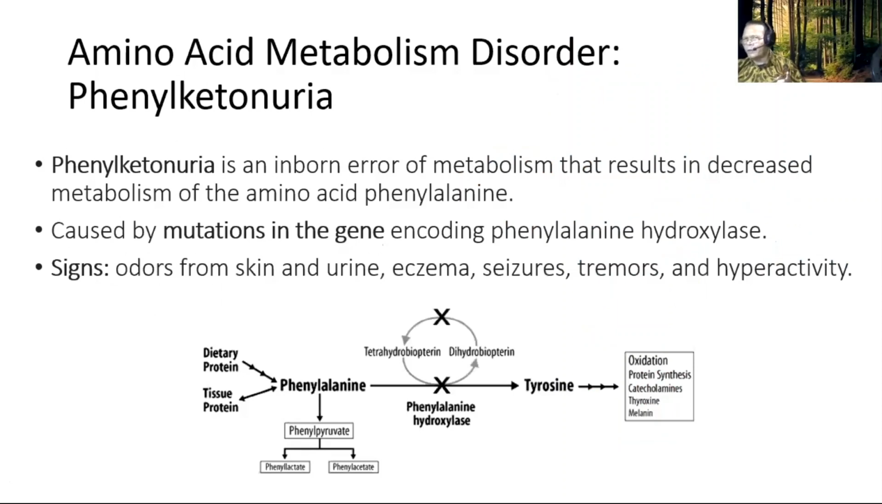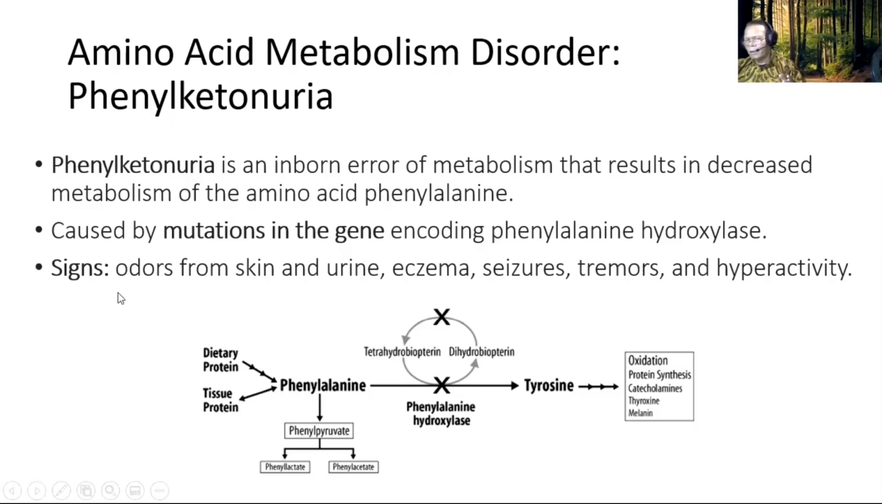Now let's move to amino acid metabolism disorder, phenylketonuria. Phenylketonuria is an inborn error of metabolism that results in impaired metabolism of the amino acid phenylalanine. This phenylketonuria is caused by a mutation in the gene encoding phenylalanine hydroxylase. A sign for this amino acid disorder.